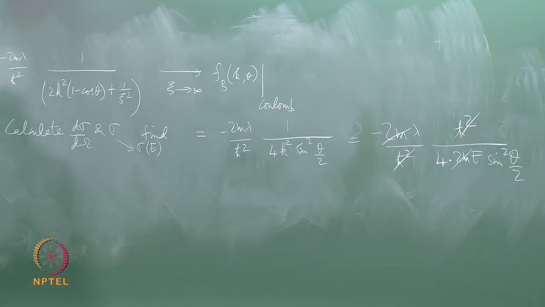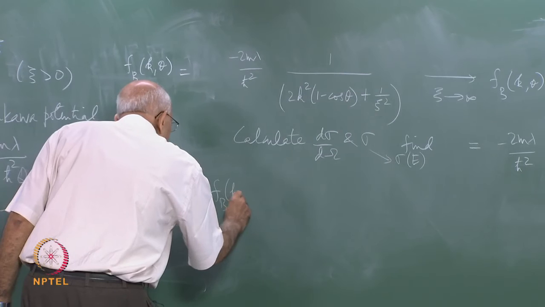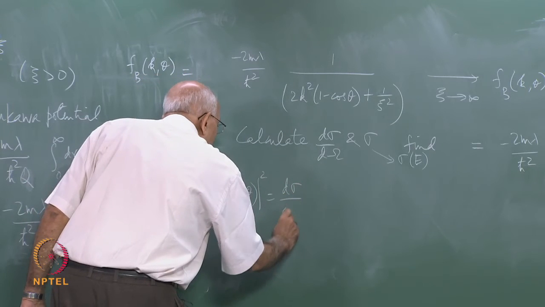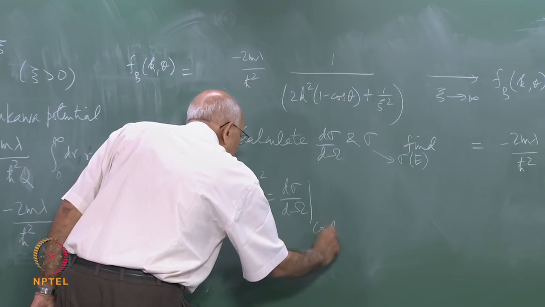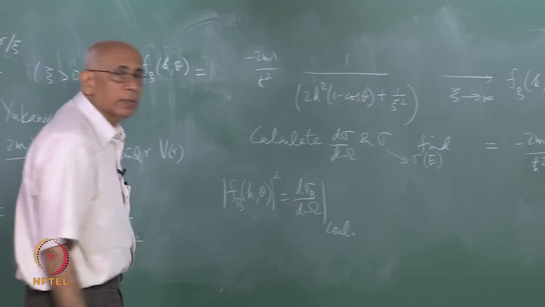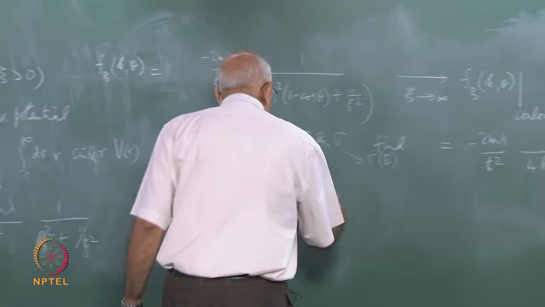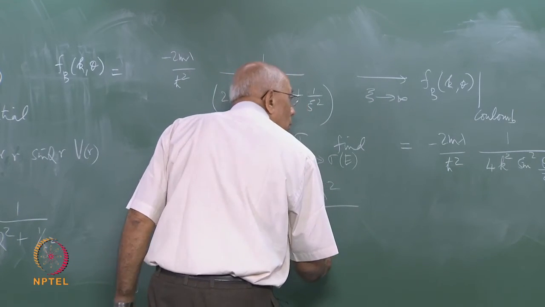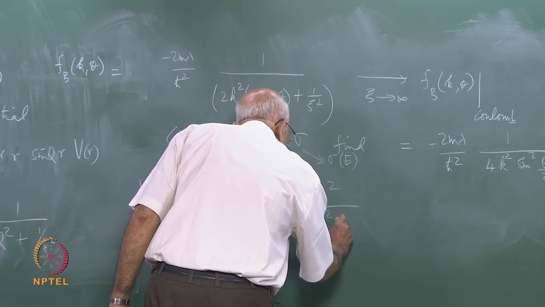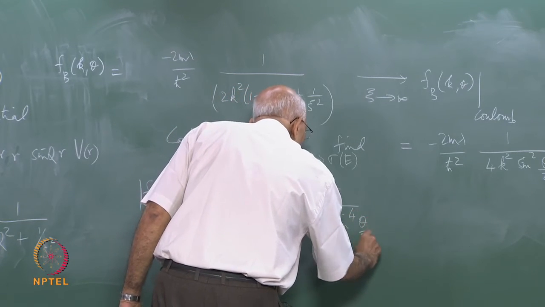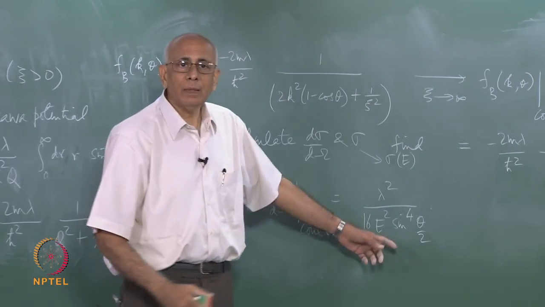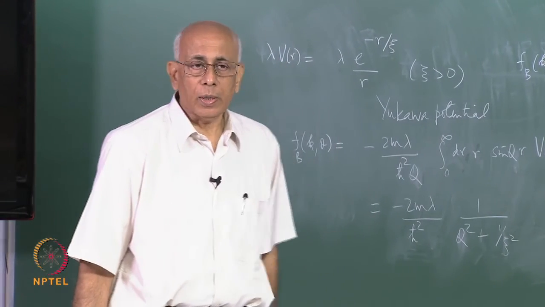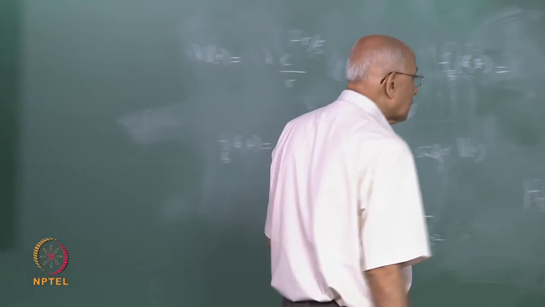Then you end up with the statement that in the Born approximation, the modulus squared of f of k, theta equals d sigma over d omega for the Coulomb potential. This is equal to the mod squared of that, which is lambda squared over 16 E squared sine to the power 4 theta over 2. Does this ring a bell? This is the Rutherford formula for scattering from a Coulomb potential. It is precisely the Rutherford formula.